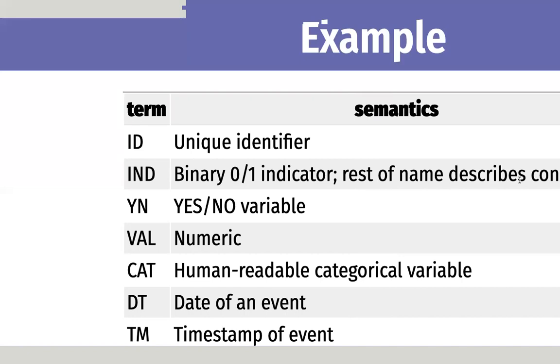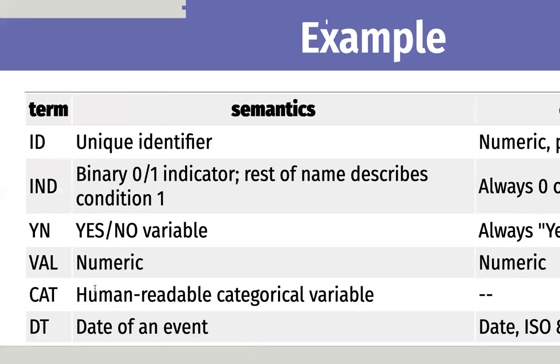YN is going to be a yes/no variable. So this tells you that everything in that column is going to be either yes or no. Val could be numeric. Cat could be human readable. DT could be a date, and TM could be a timestamp. You don't have to use my terms, but the big picture is the idea of setting terms and expectations for those terms.